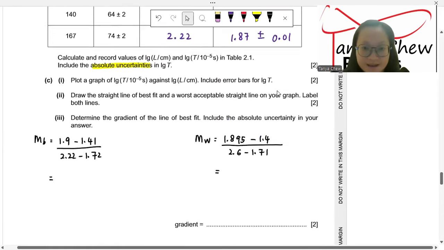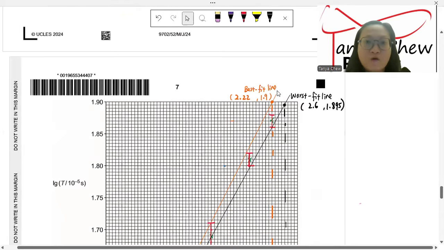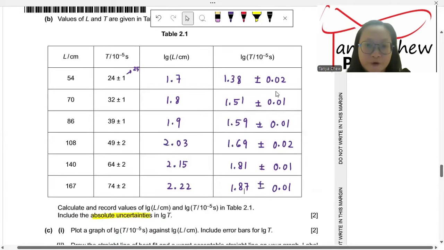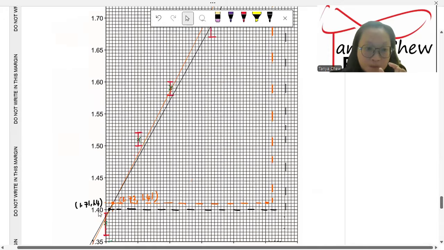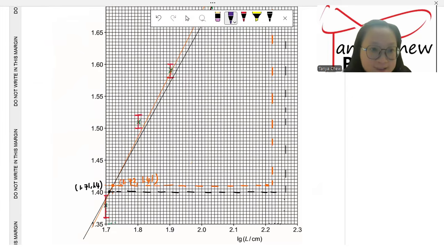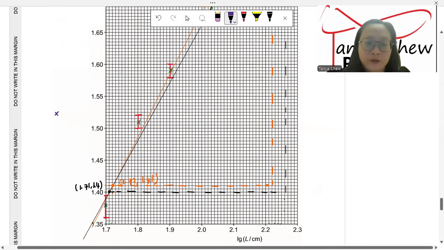0.02 represents the height measured from the center of that point. Let us see 1.38. 1.38 is somewhere here. So at the center of the point, the cross that you measure, you need to make sure that 0.01 up and at the center 0.01 down. That is how you draw your error bar like this.